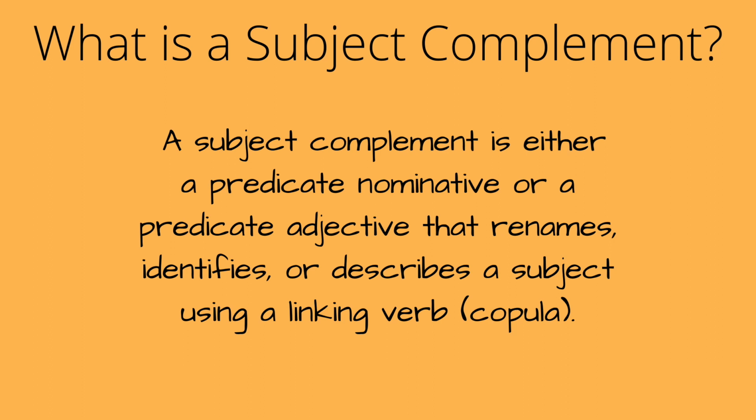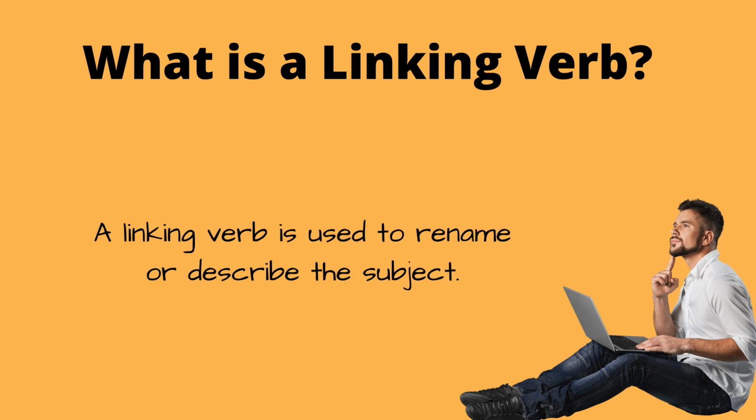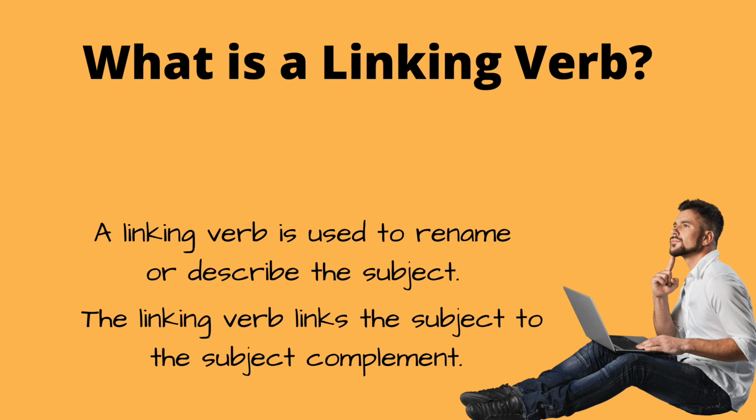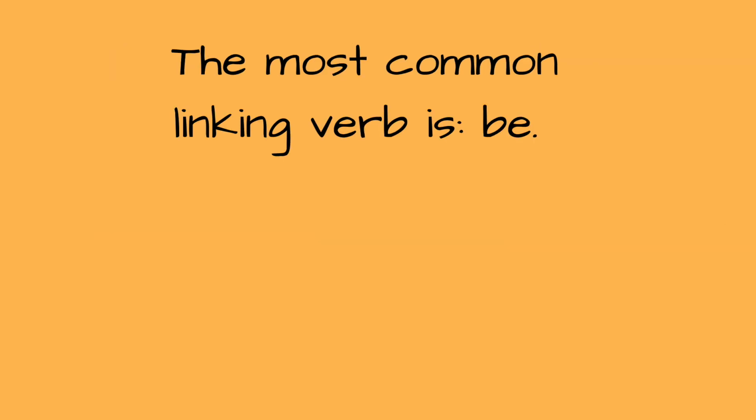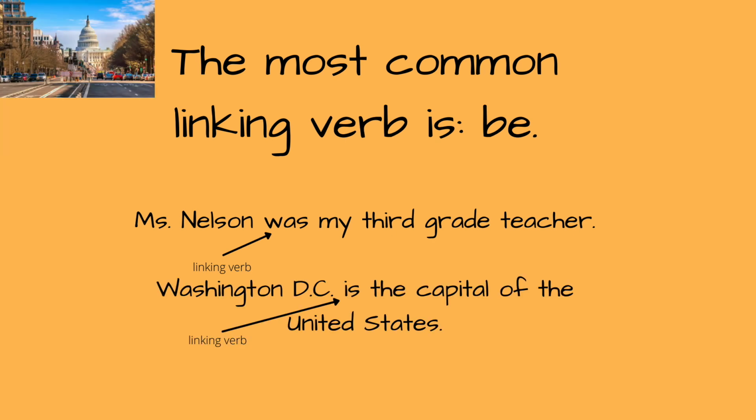Great questions. So let's first go over linking verbs. A linking verb is used to rename or describe the subject. They aren't action verbs, so all they do is link the subject to the subject complement, also known as the predicate nominative and the predicate adjective. The most common linking verb is be and its forms. So, for example, Ms. Nelson was my third grade teacher, and Washington, D.C. is the capital of the United States. In these sentences, be is linking our subject to our predicate.